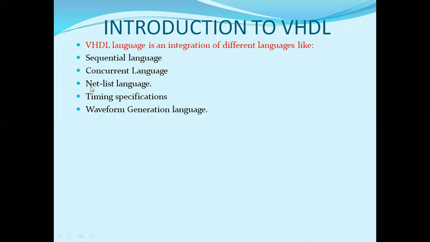It is also a netlist language. Net means network, list means components. So what are the components used in that network? Those component lists can be initialized in VHDL, and that modeling can exist in this language. It is a timing specification language. By giving particular timing specifications to the input, it will produce the output for timing verification. And it is a waveform generation language, that means it produces output waveforms to analyze our digital circuit.